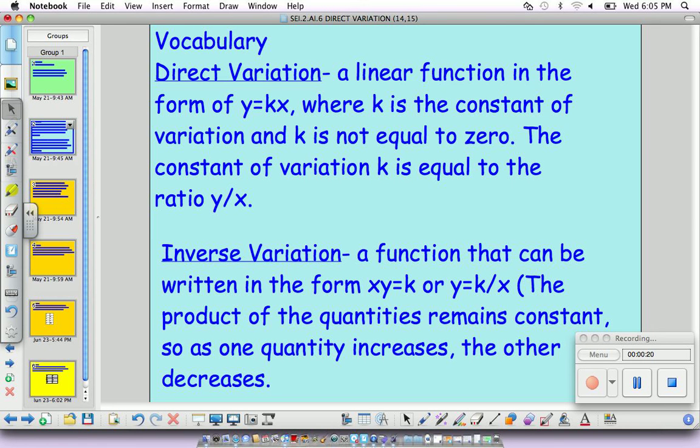Vocabulary: direct variation, a linear function in the form of y equals kx, where k is the constant of variation and k is not equal to 0. The constant of variation k is equal to the ratio y over x. Inverse variation, a function that can be written in the form xy equals k or y equals k over x. The product of the quantities remains constant, so as one quantity increases, the other decreases.